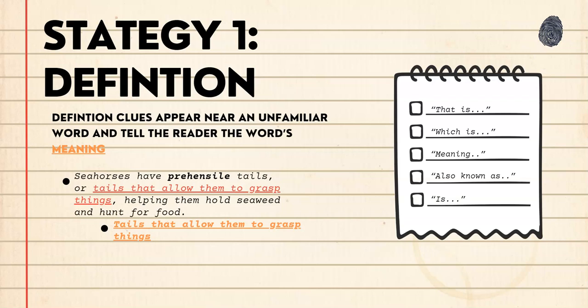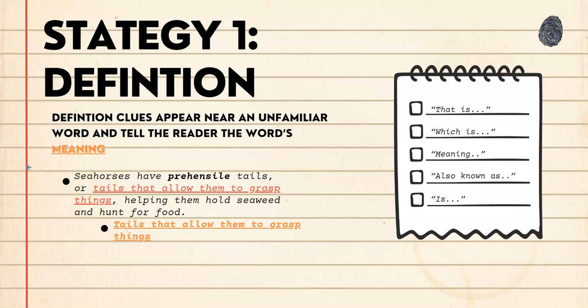So let's dive into strategy 1, which is the definition strategy. Definition clues appear near an unfamiliar word and tell the reader the word's meaning. Notice that this is highlighted and underlined in orange. Definition context clues are my favorite type of context clues because they actually tell you what the word means right there in the sentence. So here's our example.